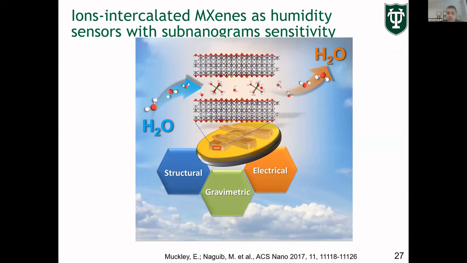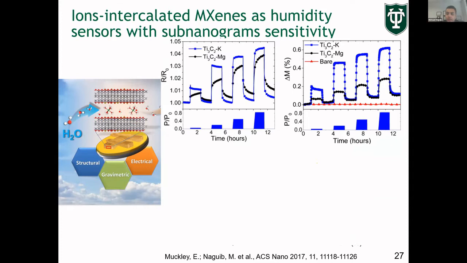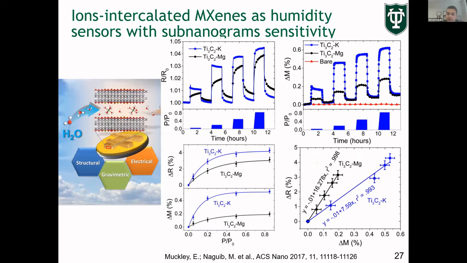So let's test this. This was in collaboration with Ilya Ivanov at CNMS at Oak Ridge at that time. And we found that yes, when you have potassium intercalated or magnesium intercalated and you start introducing humidity, you see a big jump in the resistance. You can fit it and get the value, and you can use this material as sub-nanogram sensors for humidity.